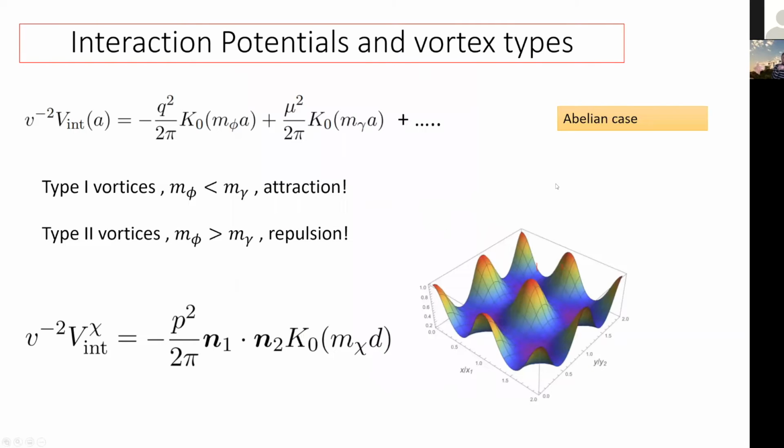So how do interactions between these vortices generally work? There is a detailed calculation behind this, which, for simplicity, I'm not showing here.